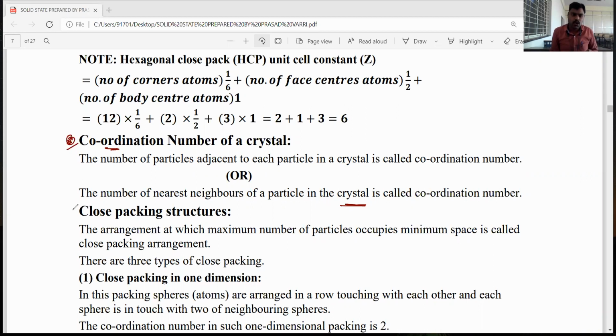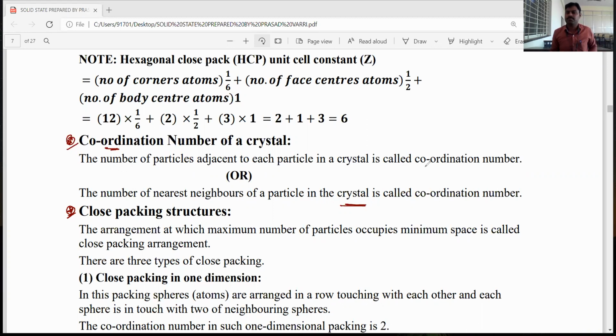Okay, dear students, close packing arrangement. Already we know why crystalline solids have definite geometry, definite shape and definite volume: because they have a close packing arrangement when compared to liquids as well as gases. So what kind of close packing arrangement is present in crystalline solids, that we need to discuss.